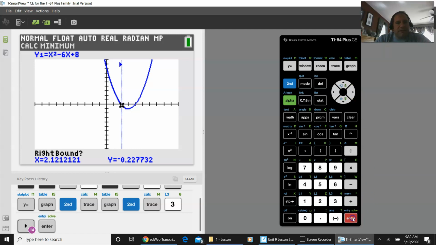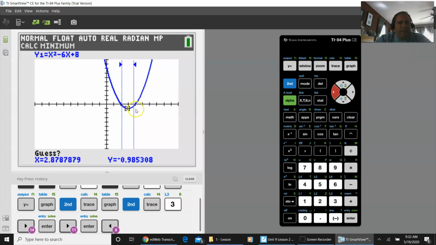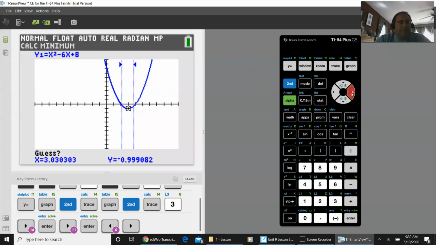All right, we're going to press enter. And then it says right bound. We're going to move that X all the way over to the right by pressing the right directional button on the calculator. Once you have it over to the right, you press enter again. Then it says guess. That's my guess, which is right about there. And again, it doesn't matter where you put it. It's right about where I have the X.